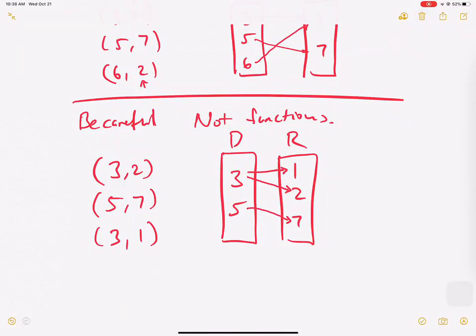Wait, which one do you feel? If I eat 3 Oreos, should that be 1 or 2? What happens is that relationship doesn't make any sense. You can't have 2 differing opinions for the same activity here.